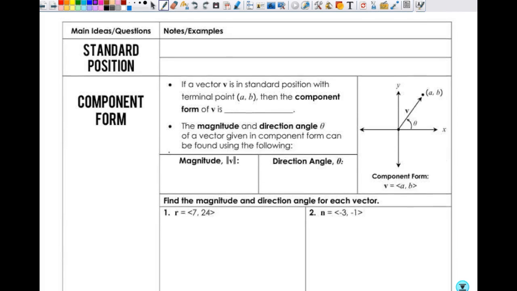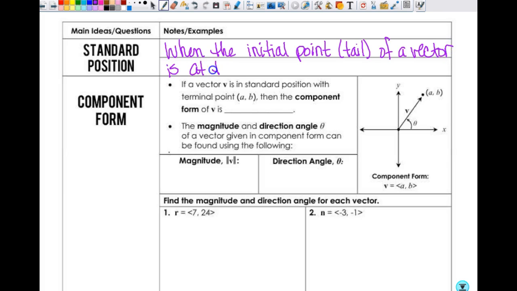Okay, so remember that vectors give us distance and direction. They do not give us location, right? But we can have specific locations for them. One of them being standard position. So standard position is when the initial point, or the tail, of a vector is at the origin. Then it's in standard position.